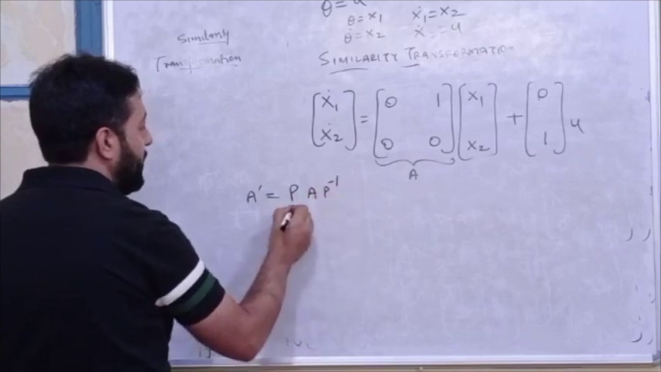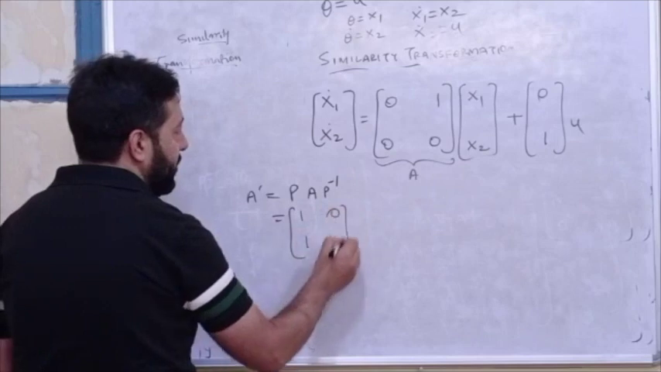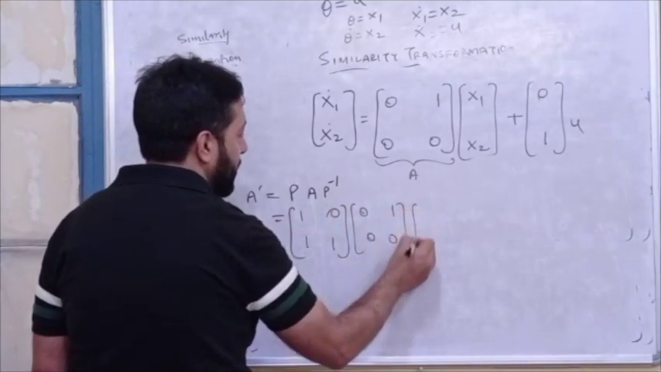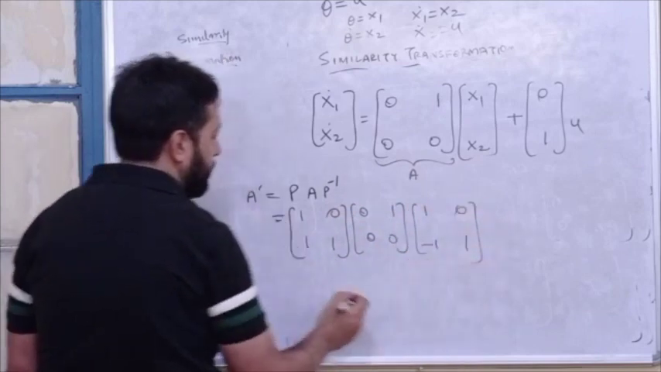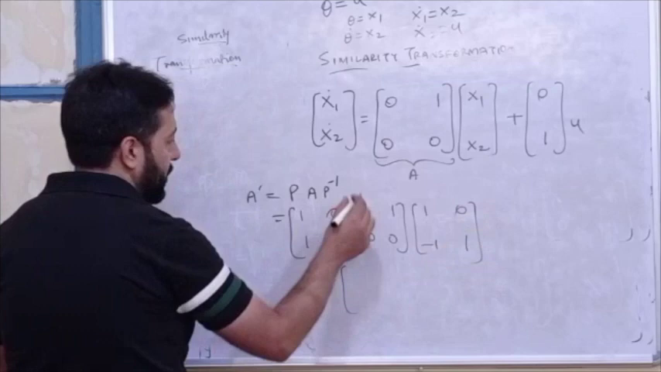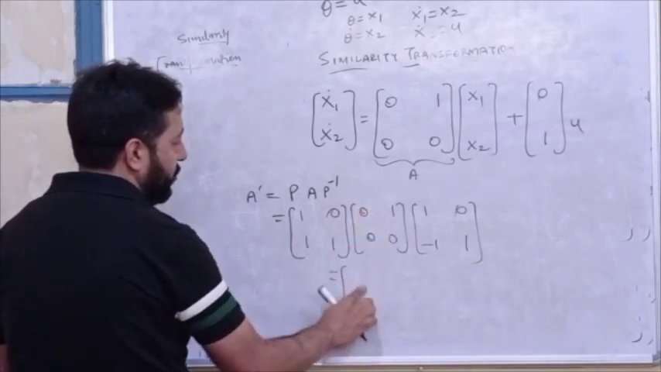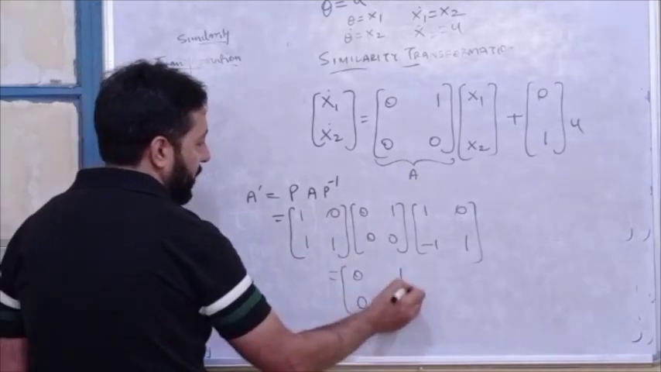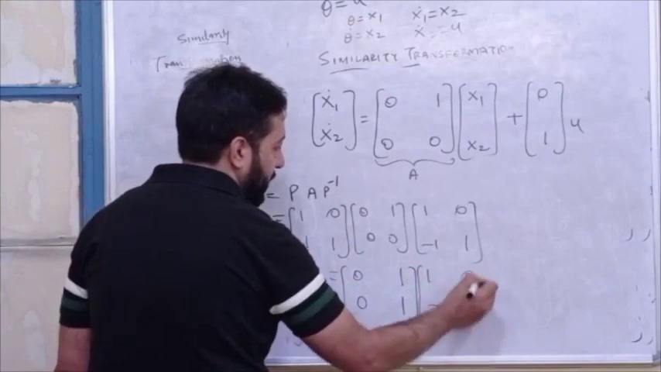Yes, what is P? 1 0 1 0 1 1. What is A? 0 1 0 0. What is P inverse? Yes, 1 0 1 0 1. So, you know? Yes, sir. So that's what. One, this is zero. 1. This is zero. No, this is 0, right? Yes, sir. This is 1 here. Yes, sir. This is 0 here, and this is 1 here. Then this is 1, 0, minus 1 and 1.